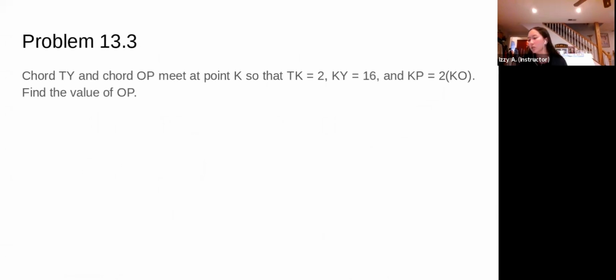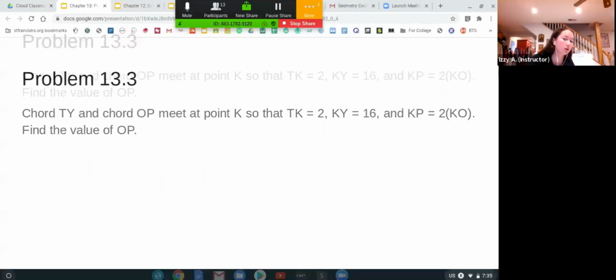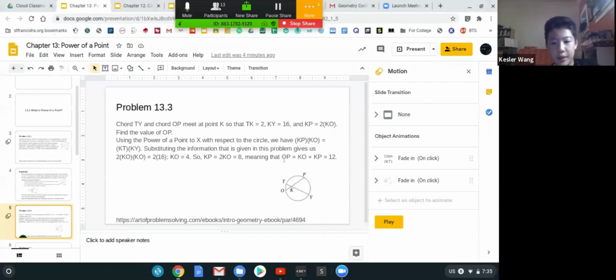Okay, so next we have problem 13.3. Chord TY and chord OP meet at point K so that TK equals 2, KY equals 16, and KP equals 2 times KO. Find the value of OP. And I'll just pull up the image. Where is the image? Oh, here.